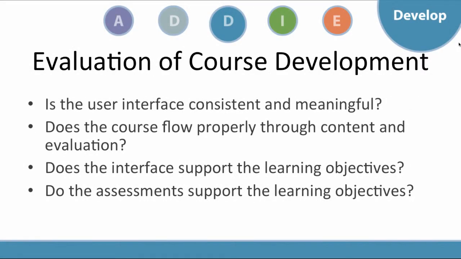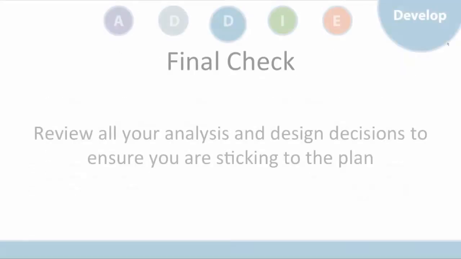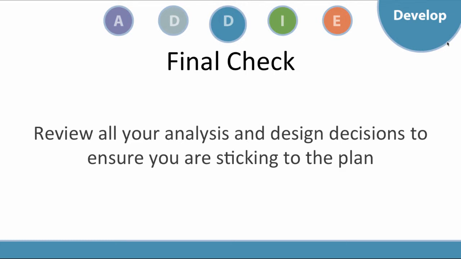As you will see in the evaluation module of this course, evaluation is a process that permeates every phase of your project. In the development phase, there are a few important things to look out for. Is the user interface consistent and easy to understand? Is the flow of the course obvious and intuitive? Are your instructions clear? Do all of your interface and assignment choices support your learning objectives? Do all of your assessment choices properly measure your learning objectives?